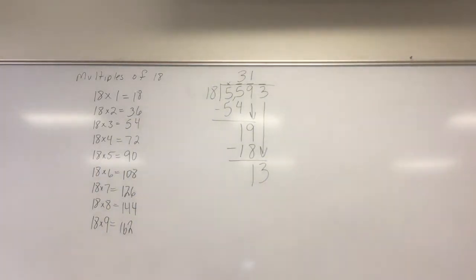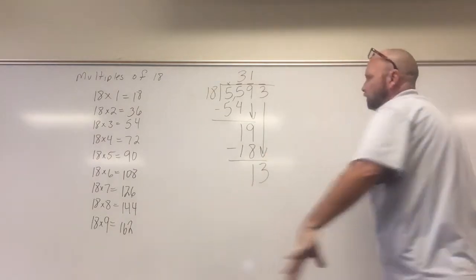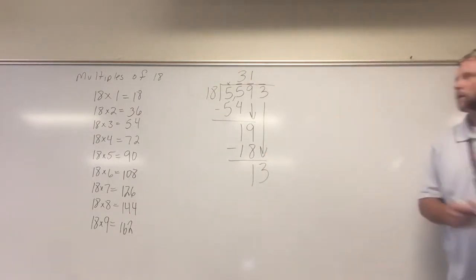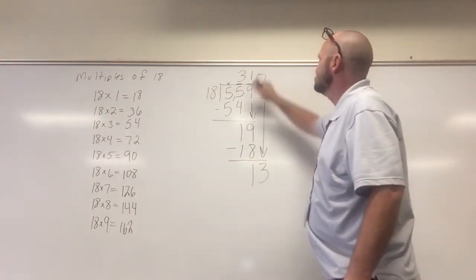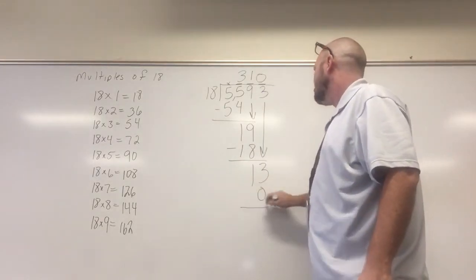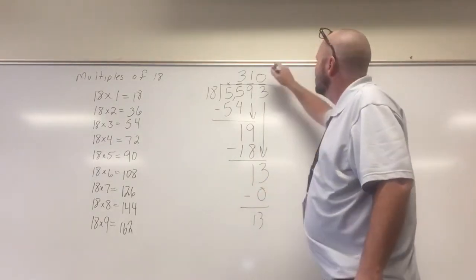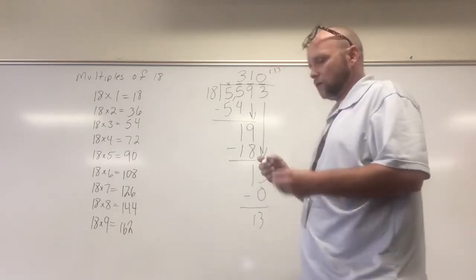Every time I bring down, I'm going to put a number above. So I have to have a number above the 3. Does 18 go into 13? No. It's going to go in 0 times. I subtract, I get 13. That is my remainder.